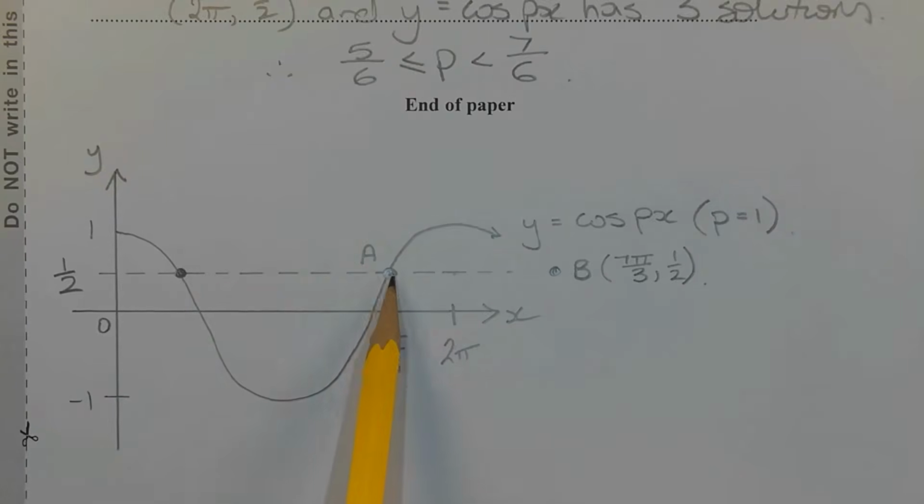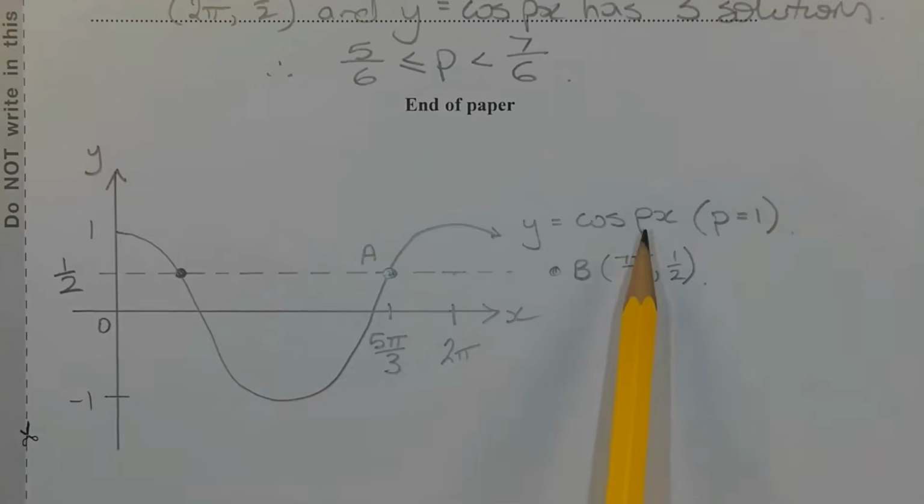The x-coordinate of point A is 5 pi over 3. The x-coordinate of this point here is pi over 3. But this point here is not of any relevance. We're actually interested in this point here, point A, but also point B. Now, point B is outside of the interval.